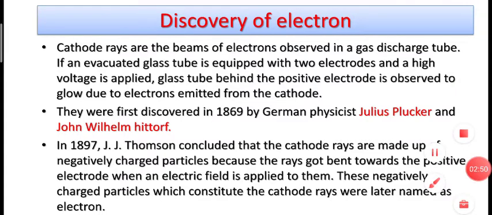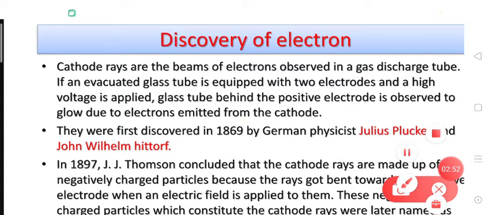So dear students, later 3 subatomic particles, or the particles which make an atom, were discovered, and these subatomic particles are called electrons, protons and neutrons. So let's discuss the discovery of the electron.